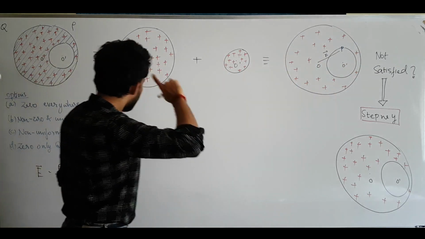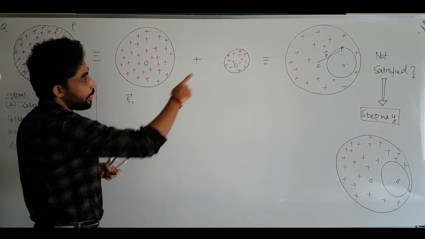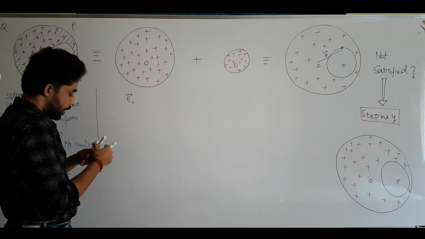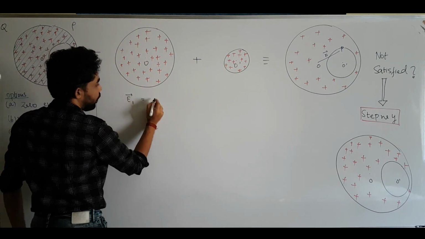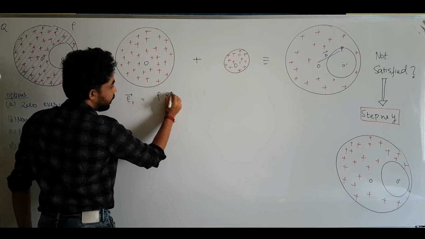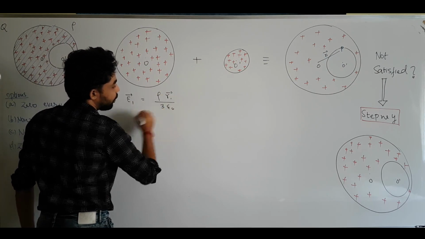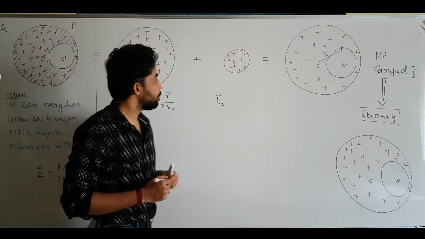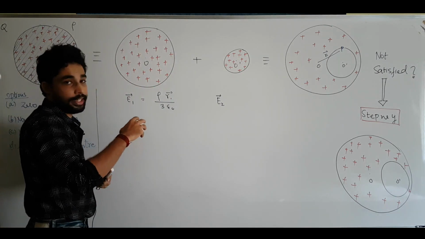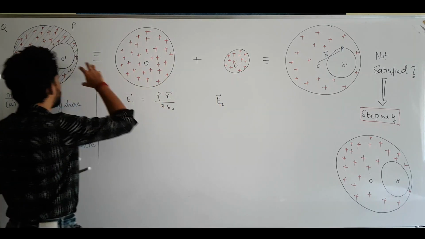Okay, now what will be the value of electric field at that point due to this sphere? That will be rho r1 vector divided by 3 epsilon naught. After that, let me just figure out what would be the electric field contribution due to the scooped out part.